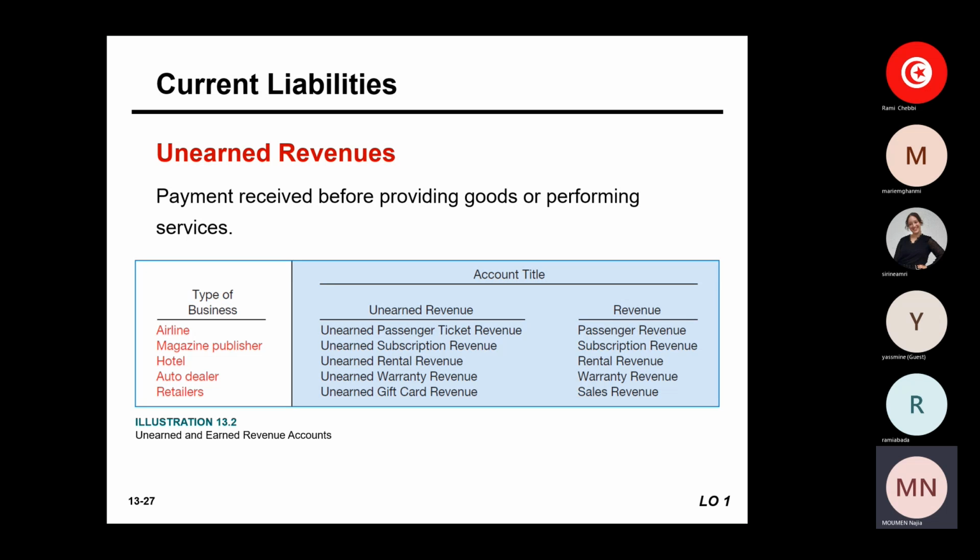With the passage of time, this unearned revenue will be converted into revenue when the firm performs: when it provides the service, sells goods, or delivers merchandise.